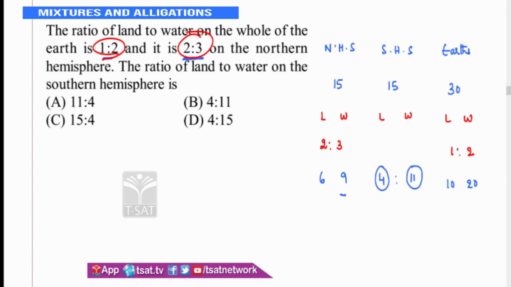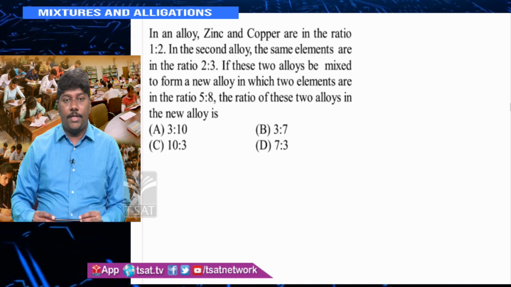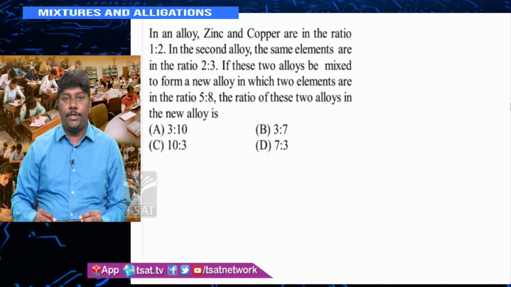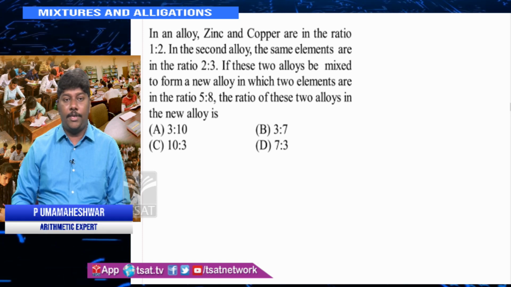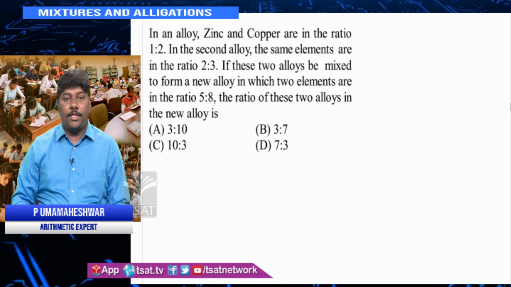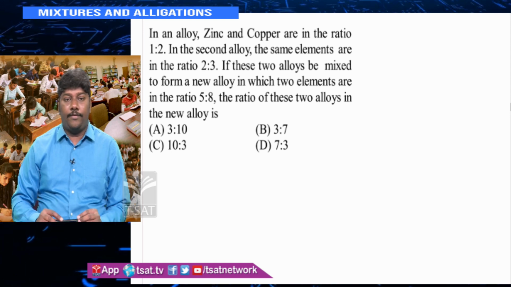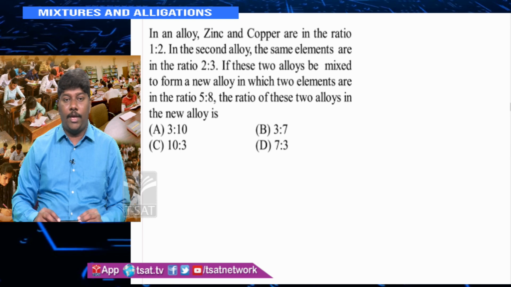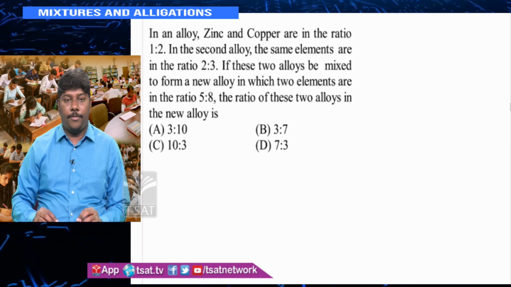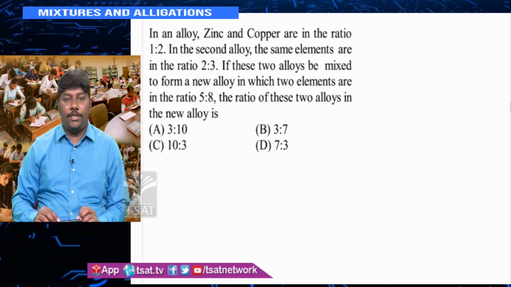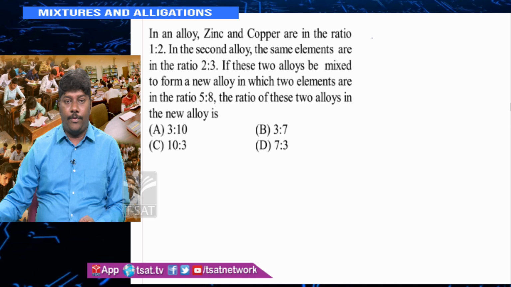Very, very important sum here. In an alloy, zinc and copper are in the ratio 1:2. In the second alloy, the same elements are in the ratio 2:3. If these two alloys are mixed to form a new alloy in which the two elements are in the ratio 5:8, the ratio of these two alloys in the new alloy is. So he says if these two alloys are mixed to form a new alloy in which two elements are in the ratio 5:8. Okay. So he is asking you the ratio of these two alloys in the new alloy. So you need to find out what is N1:N2.